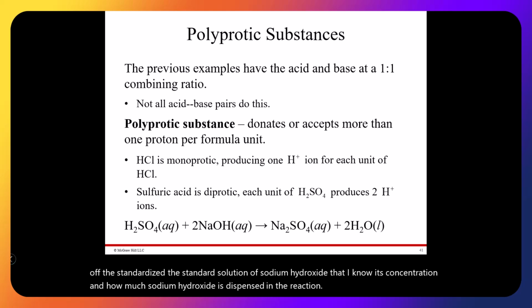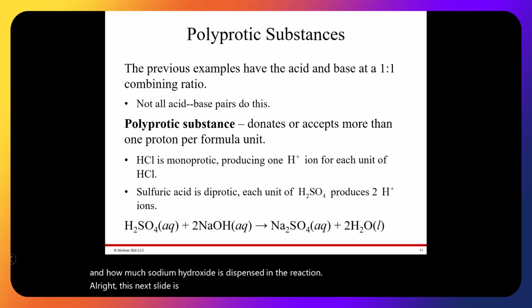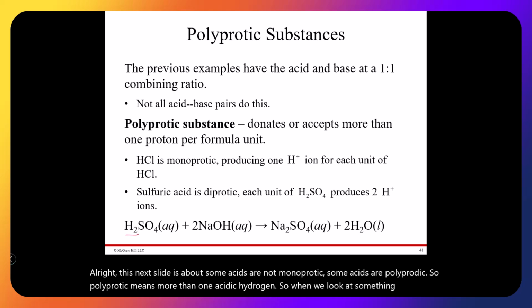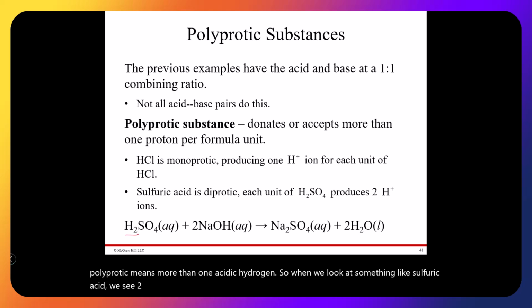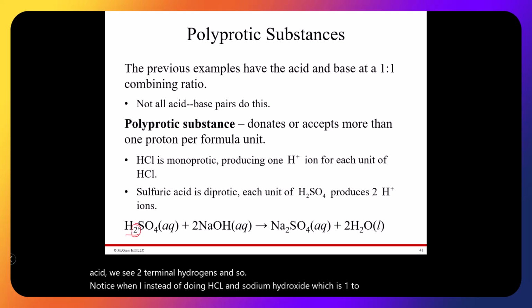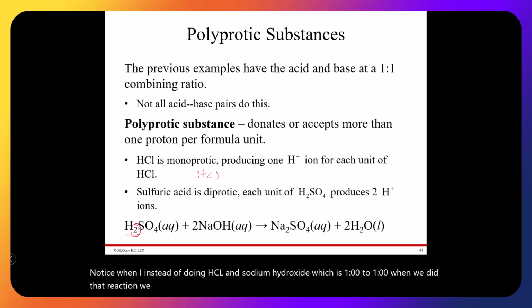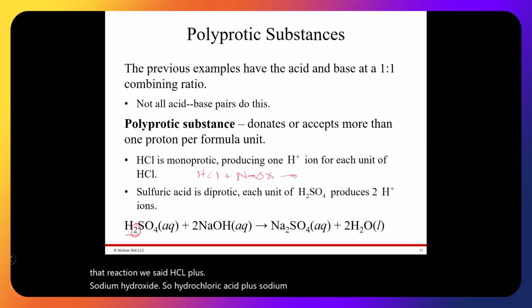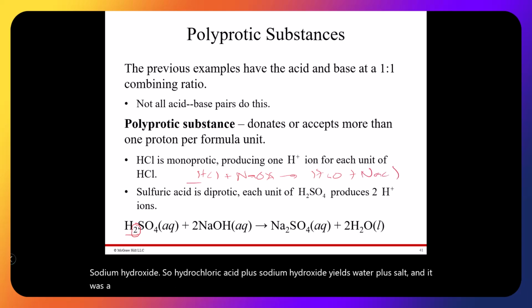All right, this next slide is about how some acids are not monoprotic, some acids are polyprotic. So polyprotic means more than one acidic hydrogen. When we look at something like sulfuric acid, we see 2 terminal hydrogens. And notice, instead of doing HCl and sodium hydroxide, which is 1 to 1, when we did that reaction, we said hydrochloric acid plus sodium hydroxide yields water plus salt, and it was a 1 to 1 relationship, 1 mole, 1 mole.